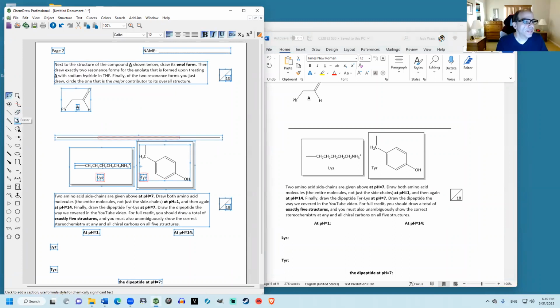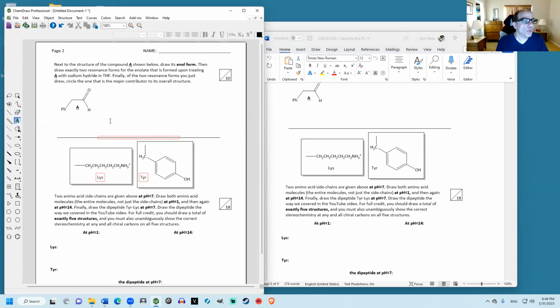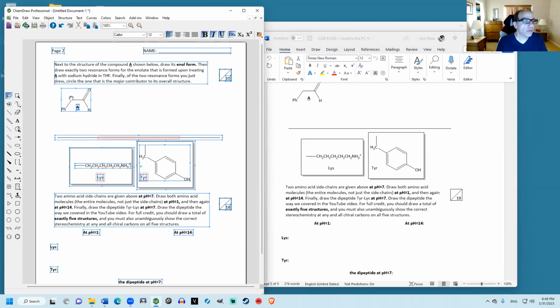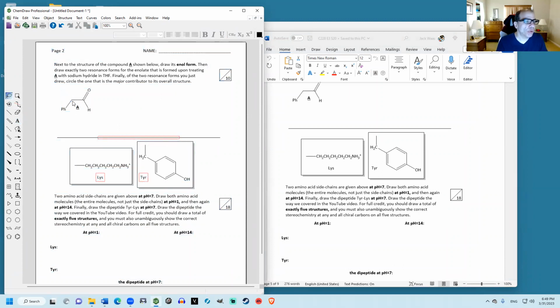So in this question here, we're given a carbonyl compound and we're asked for the enol form. So I expect you to know what an enol looks like. To make the enol, you change C double bond O to C single bond OH, and you change the carbon-carbon single bond next door to a double bond.